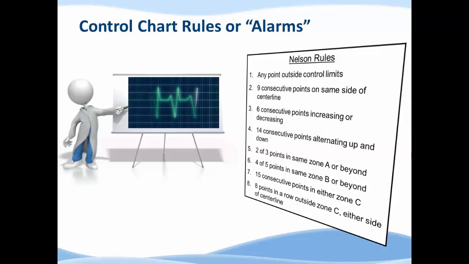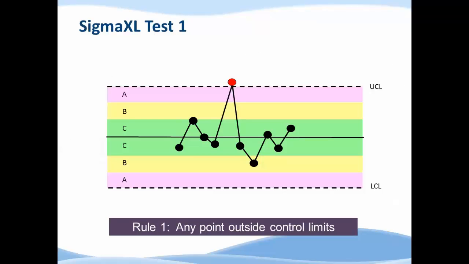Walter Shewhart created control charts in 1924 and came up with these rules, which are called the Western Electric Rules. Those were used for about 60 years until a statistician named Lloyd Nelson updated them in 1984 to improve the control charts by lowering the chance of a false reading. SigmaXL uses these Nelson rules as the tests. Let's take a look at them.